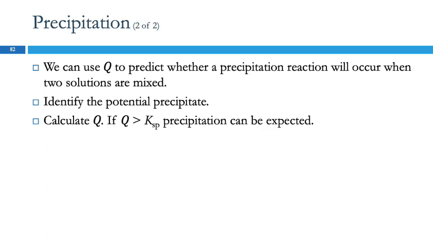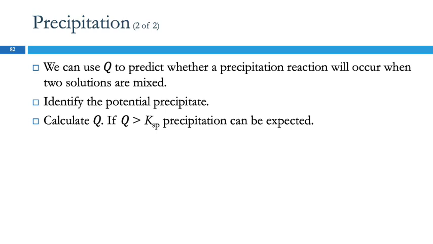So we can look at Q and predict whether a precipitation reaction will occur when two solutions are mixed. The first thing we need to do is identify the possible precipitate, and then we'll calculate Q. If Q is greater than KSP for that compound, we can expect precipitation to occur.